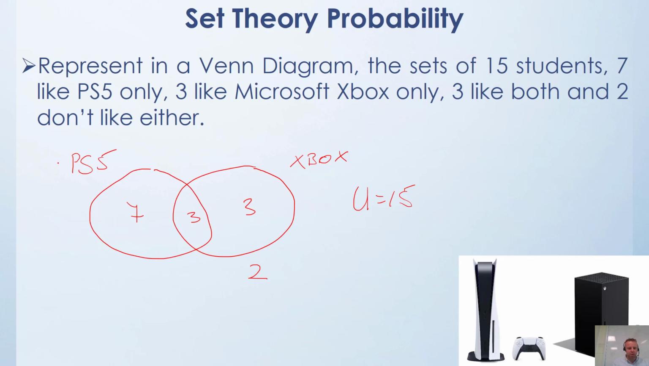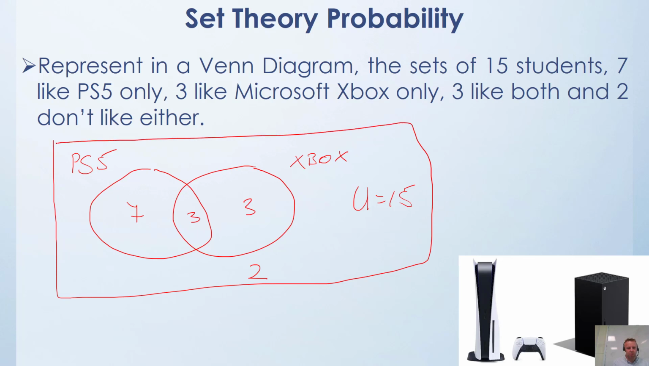Sometimes as well you might have a rectangle like this, or a grid, just to space it out. So 7 plus 3 is 10, plus 3 is 13, and 2 is 15, and that's your solution.